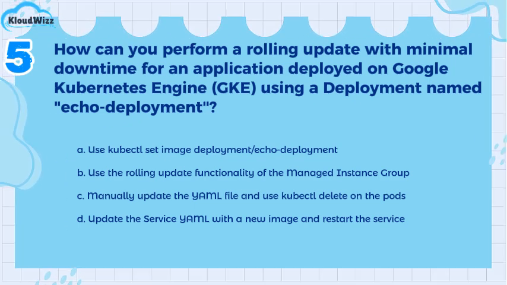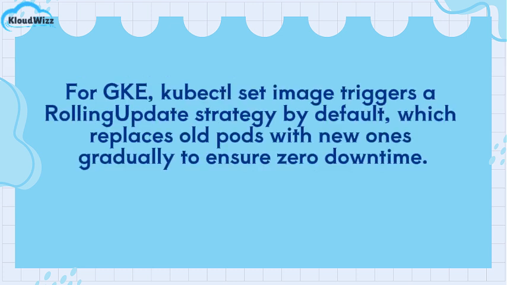The correct answer is A. Use kubectl set image deployment echo-deployment. For GKE, kubectl set image triggers a rolling update strategy by default, which replaces old pods with new ones gradually to ensure zero downtime.